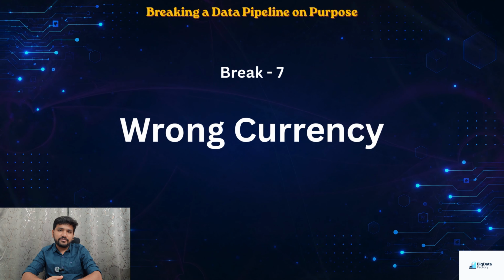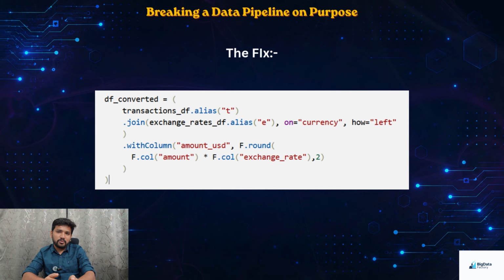Break number 7: wrong currency. Let's say some orders are in US dollars, and some are in Indian rupees, and some are in euros. If we sum all prices directly, the revenue number is meaningless. This is a classic example of a pipeline that is technically correct but business wrong. The code can run perfectly, the SQL can be valid, the dashboard can refresh, but the metric is still wrong. The fix is: store currency code, use exchange rates, convert to a standard reporting currency, and never mix monetary values without knowing the currency. The production lesson here is: a good data engineer protects business meaning, not just data types.